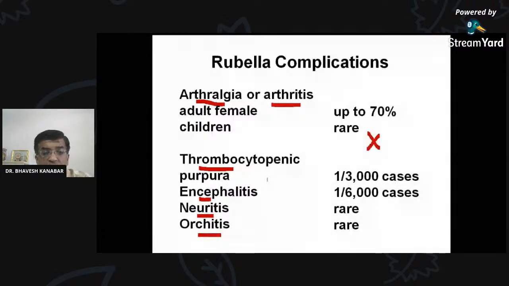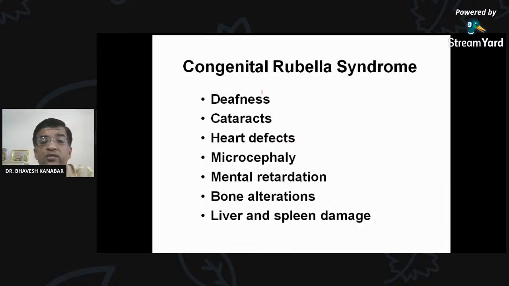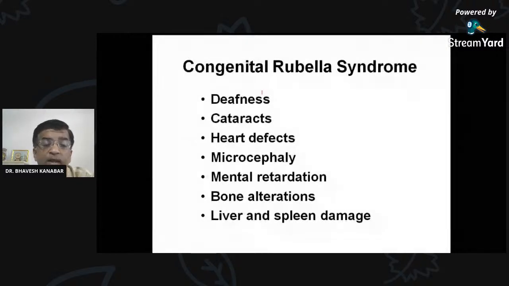But the important thing is congenital rubella syndrome. Again, I repeat, what is congenital rubella syndrome? If any mother has rubella during pregnancy, the child will be affected by congenital rubella syndrome. The newborn will be affected. The rubella virus from the mother passes through the placenta to the uterus and to the fetus. So the developing child may be affected by rubella, and the newborn will have congenital rubella syndrome.